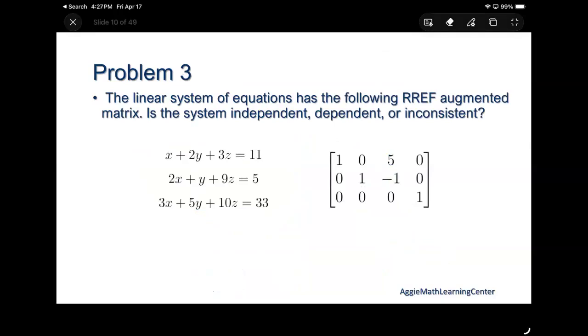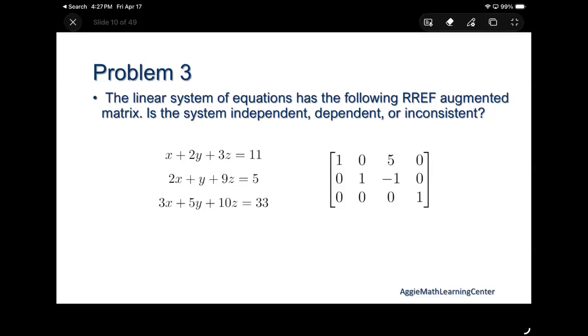The linear system of equations has the following RREF augmented matrix. Basically, this system of equations on the left produces, after we do a bunch of row operations, the matrix I see on the right. Now determine: is the system independent, dependent, or inconsistent? Let's poll the audience. What do you guys think?